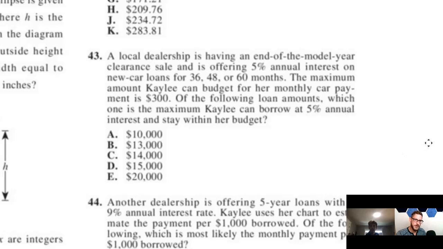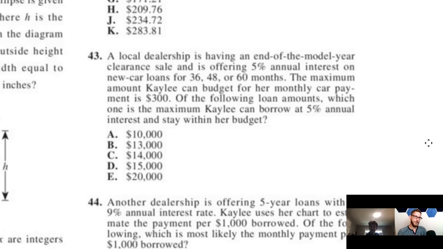A local dealership is having an end of the model year clearance sale, and is offering 5% annual interest on new car loans for 36, 48, or 60 months. A lot of information here. The max amount Kaylee can budget for her monthly car payment is $300. Of the following loan amounts, which one is the maximum Kaylee can borrow at 5% annual interest and stay within her budget? Okay, that is a ton of information that we have to sift through. How do we even start this?